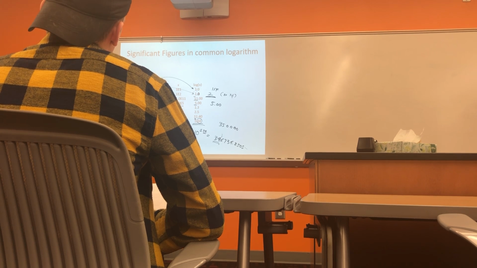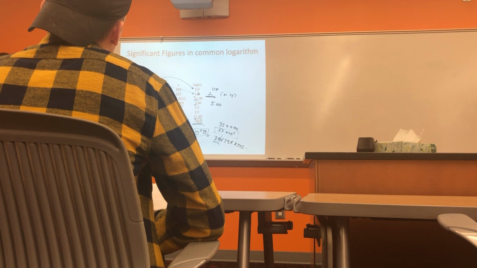Okay. In scientific notation, that would be the same as 3.5 × 10^5. And this is equal to that. Okay. So I want you to be comfortable with significant figures of logarithm and exponent. Why do we do that? Because we are doing acid-base next. pH is something like this.